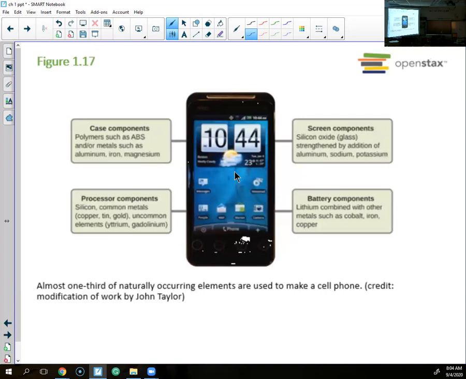Right, then just more compounds and elements. Almost 1/3 of naturally occurring elements are used to make a cell phone. That's pretty crazy. That's more elements than make you, way more than make you. And really, cell phones are very expensive, but for what goes into them, they are really cheap, to be honest. They take a ton of resources to produce.